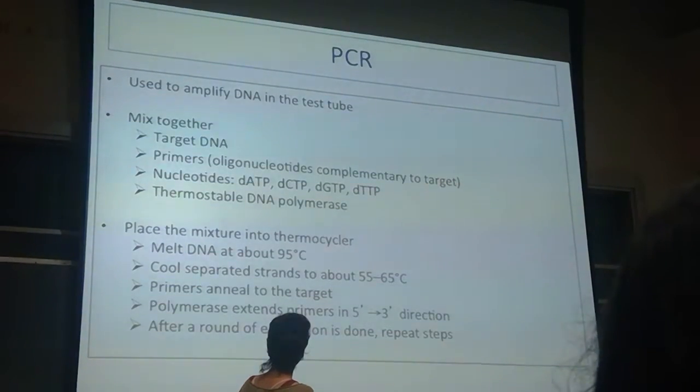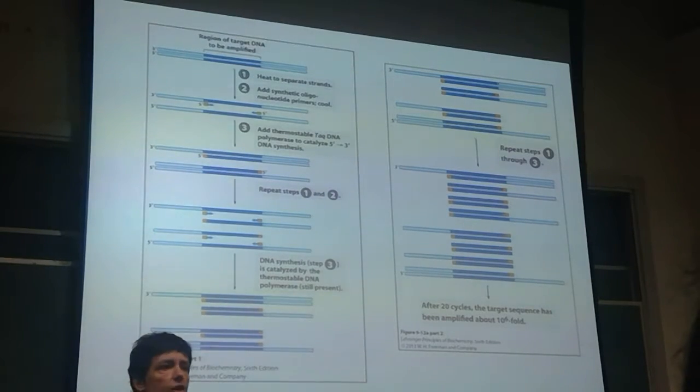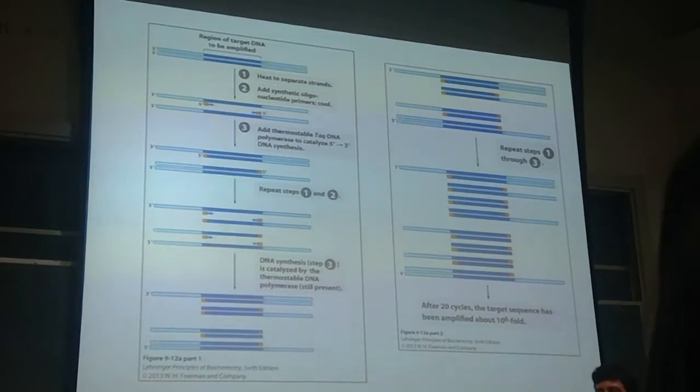So the way it works, I'm going to show you the drawing. First you're going to heat your strands of DNA at 95 degrees, 98 degrees, depending on the protocol you're choosing. So what happens at that time?